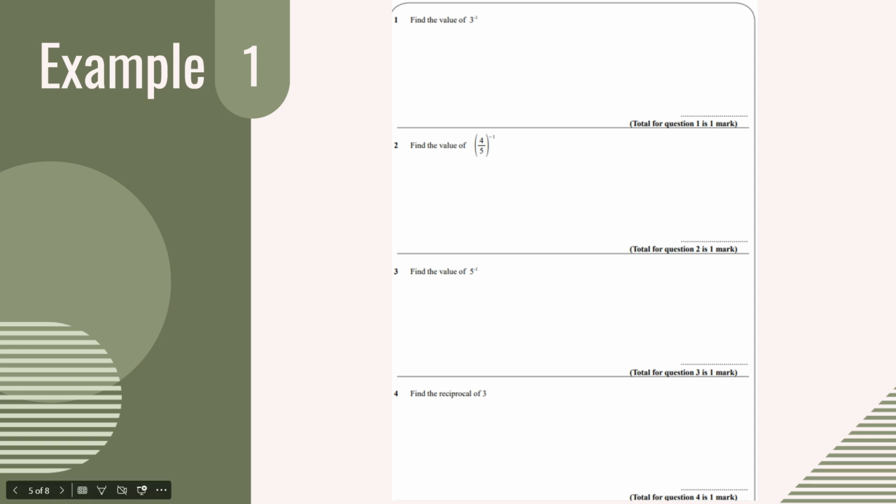With our first question, we're asked to find the value of 3 to the power of negative 1, which is simply a third. Second question, we're asked to find the value of 4 over 5 to the power of minus 1, so this is simply 5 over 4. Find the value of 5 to the minus 1 is a fifth, and find the reciprocal of 3 is a third. These are just some questions to warm your brain up, so you get used to dealing with negative 2s or negative 3s.